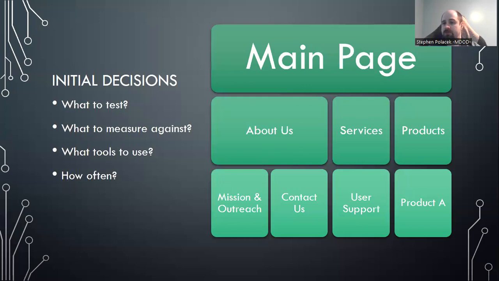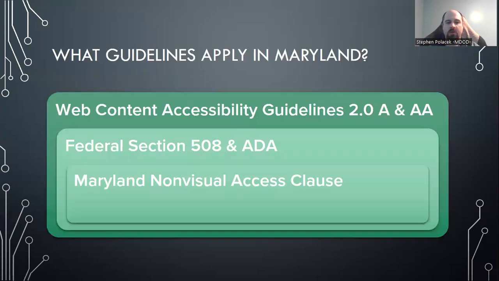So I mentioned what to measure against. There's a lot of standards out there. I'm going to talk about what applies in Maryland specifically. So in Maryland, we start with the Maryland Non-Visual Access Clause. That's Maryland's own accessibility law, primarily focused on blind and low vision accommodations.